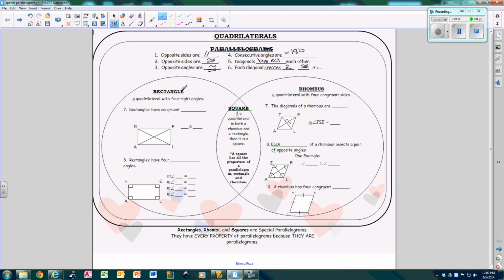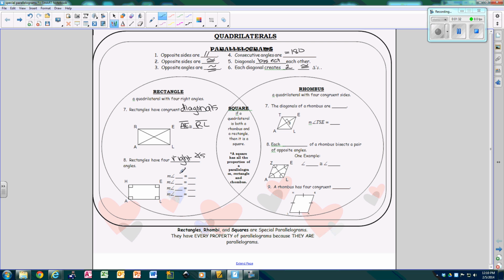A rectangle by definition is a quadrilateral with 4 right angles. So rectangles have congruent diagonals. So we would say that AE is congruent to RL. And rectangles have 4 right angles.